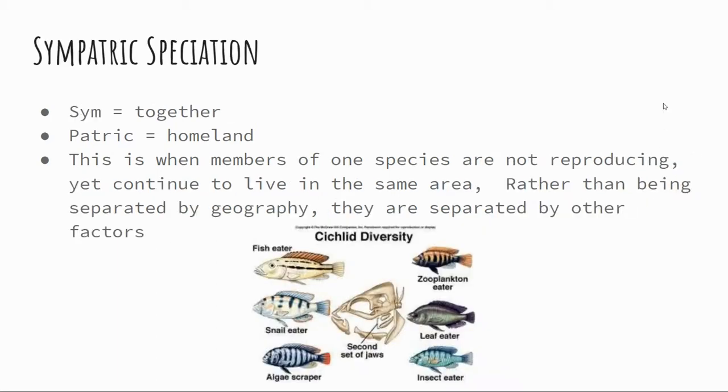Sympatric speciation, sym means together, patric again is homeland. And so this is when members of one species are not reproducing, yet continue to live in the same area rather than being separated by geography. They're separated by other factors. So maybe for whatever reason, a particular type of fish is unable to reproduce with another type of fish in that area, but they're both fish types.